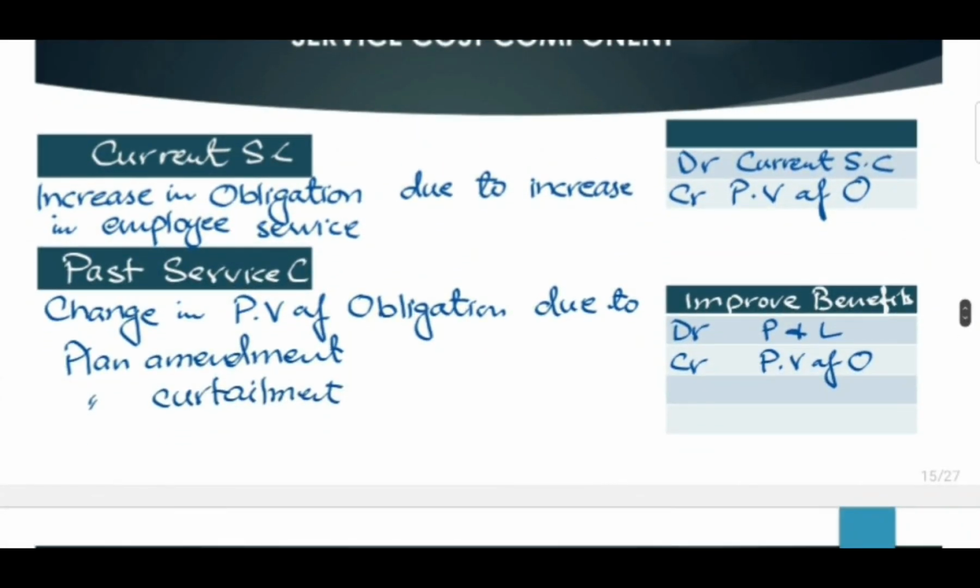Here, plan amendment means introduction or withdrawal or discontinuance of operation which causes changes in the defined benefit plan, while plan curtailment is said to be a significant reduction of employees covered by the plan by the entity.